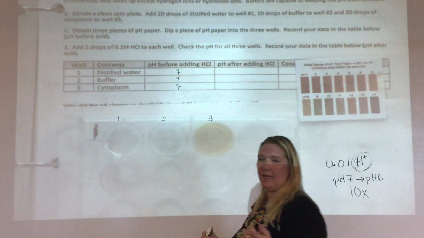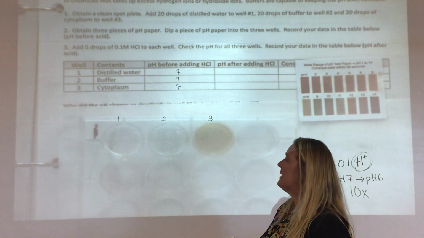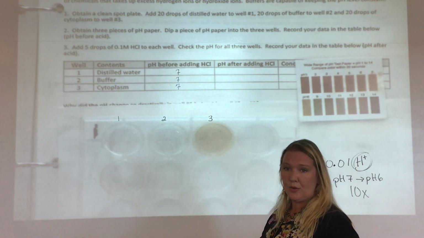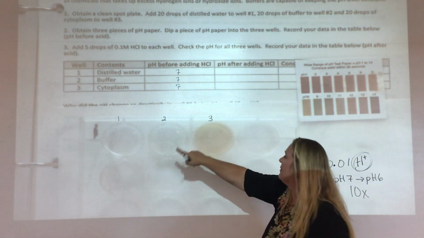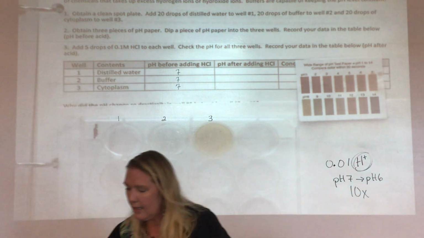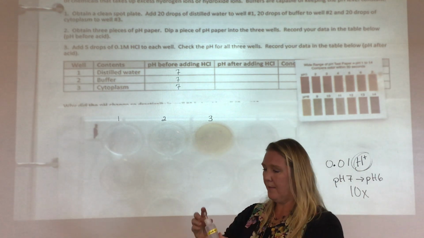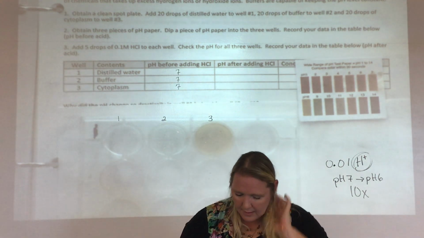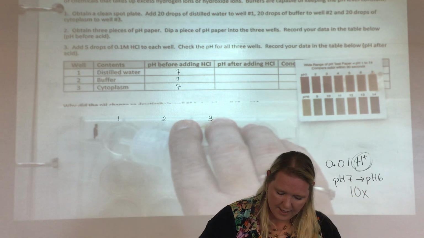Is that acidic, neutral, or basic? 7 is neutral. So we're starting out with all 3 wells, all 3 spots, neutral. I'm going to add 0.1 millimolar hydrochloric acid. I think it says 5 drops, 5 drops into each one. 1, 2, 3, 4, 5.